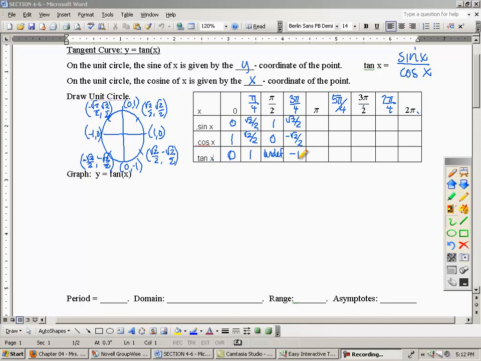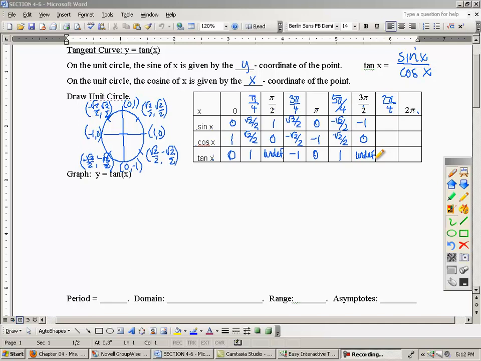At pi, my sine is 0. My cosine is negative 1. 0 divided by negative 1 is 0. For 5 pi over 4, which is down in the third quadrant, both sine and cosine are negative. When I divide them, I get 1. At 3 pi over 2, my sine is negative 1, my cosine is 0. When I divide them, I get an undefined fraction.